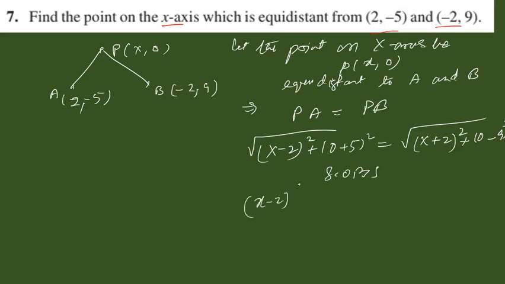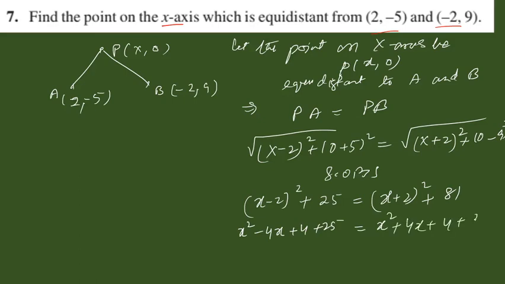I have x minus 2 whole square plus 25, this is 5 square, then x plus 2 whole square plus 81. So here simple, we go to expand this, a minus b whole square, so x square minus 4x plus 4 plus 25. Here also x square plus 4x plus 4 plus 81. Now here x squares get cancelled, and here I got 29 minus 4x, I am taking other side, and here I get 85, bring it here, so you'll get 4x plus 4x.